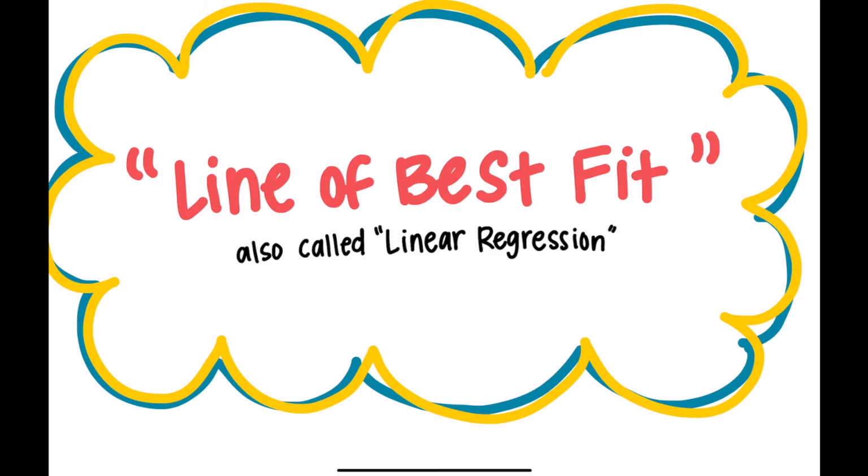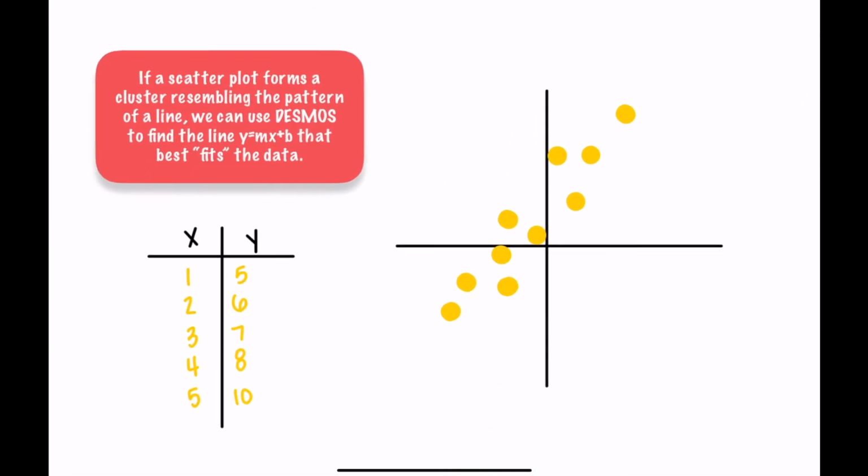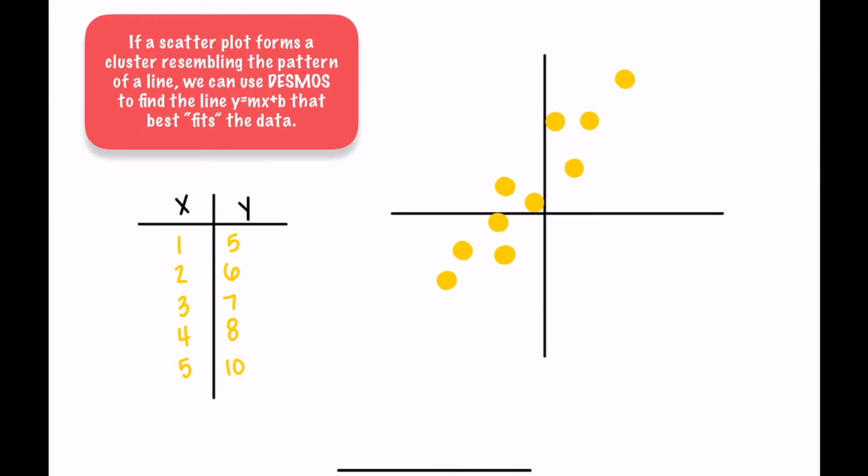In this video, we are looking at line of best fit. That's also called linear regression. So if a scatter plot forms a cluster resembling the pattern of a line, we can use Desmos to find the line y equals mx plus b that best fits that data.